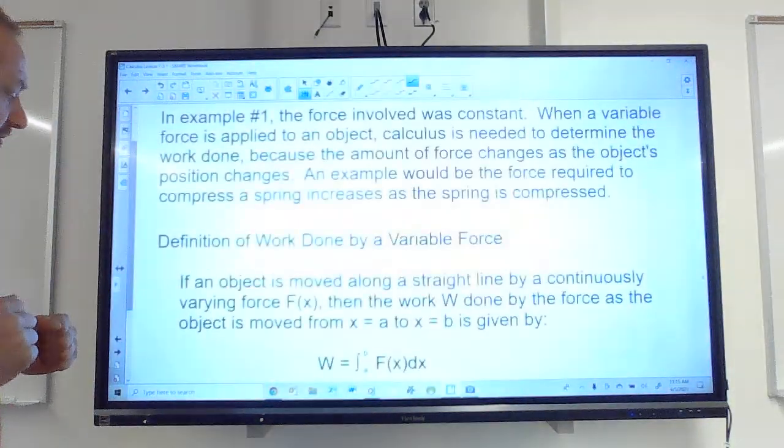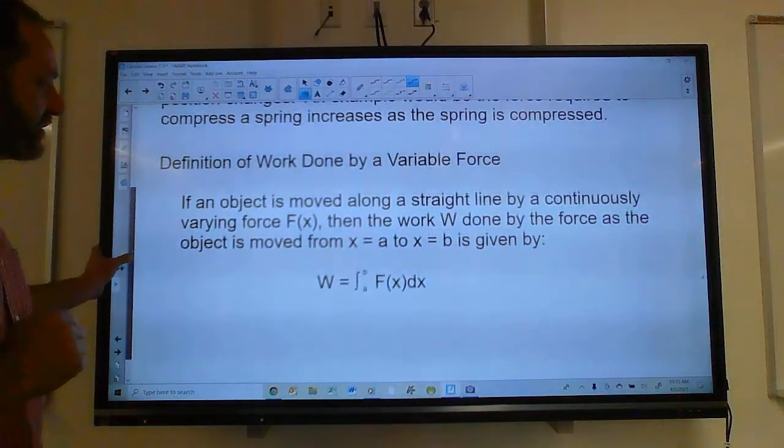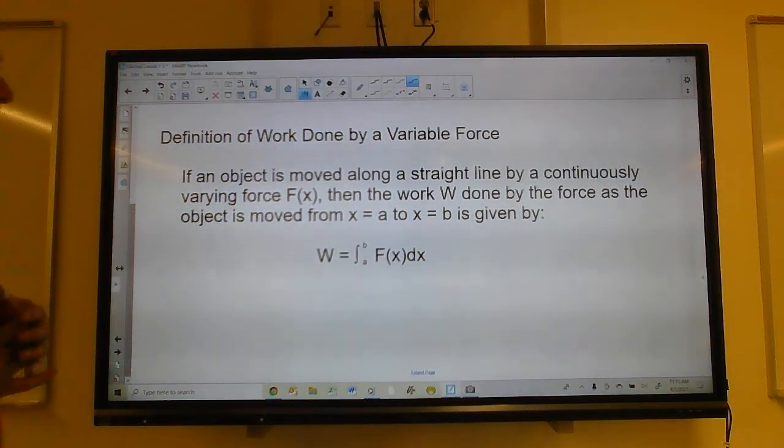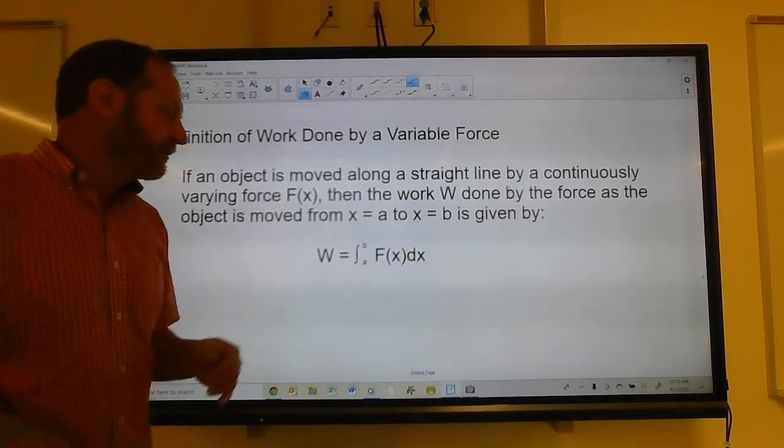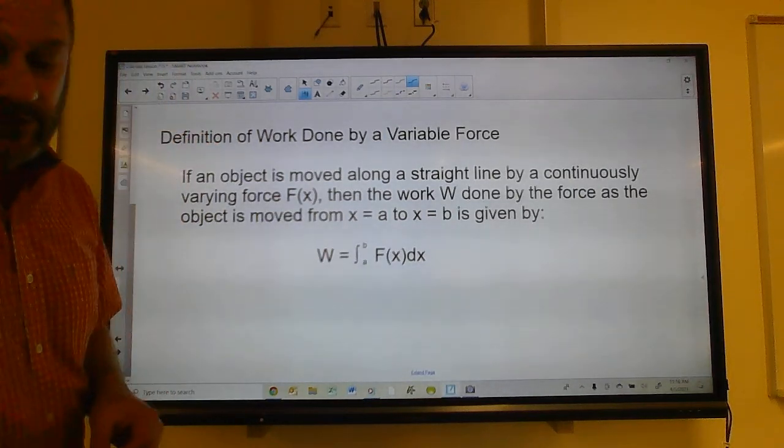That's a variable force. If an object is moved along a straight line by a continuously varying force f(x), then the work W done by the force as the object is moved from x = a to x = b is given by the work is the integral from a to b of f(x) dx.